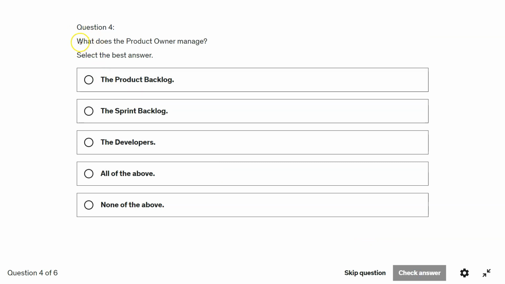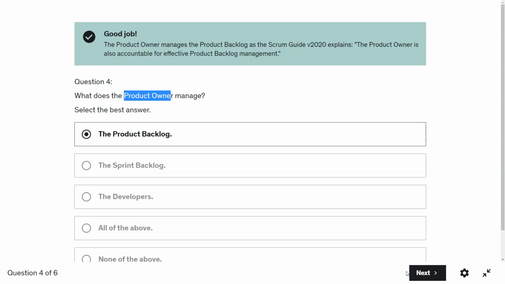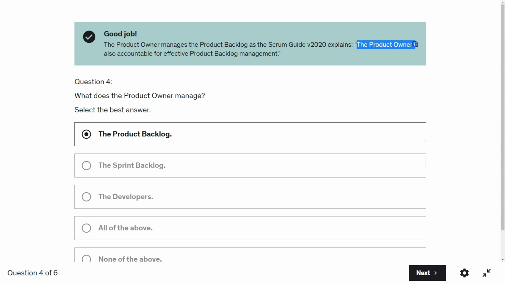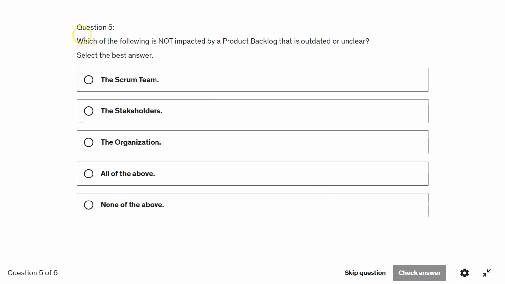Question 4. What does the product owner manage? Product backlog, sprint backlog, developers, all of the above, none of the above? So the product owner manages the product backlog. As the Scrum Guide version 2020 explains, the product owner is also accountable for effective product backlog management.